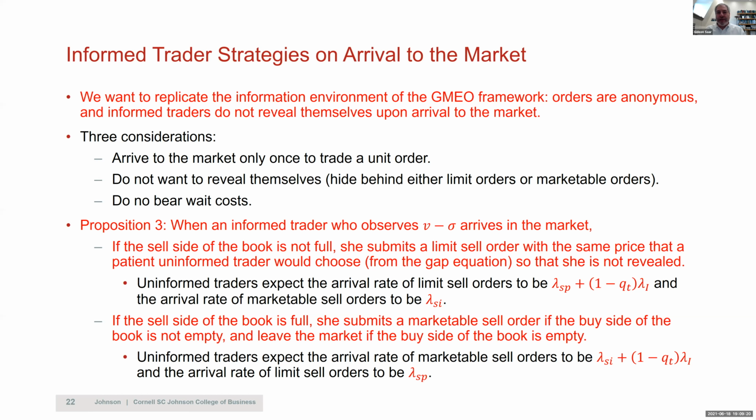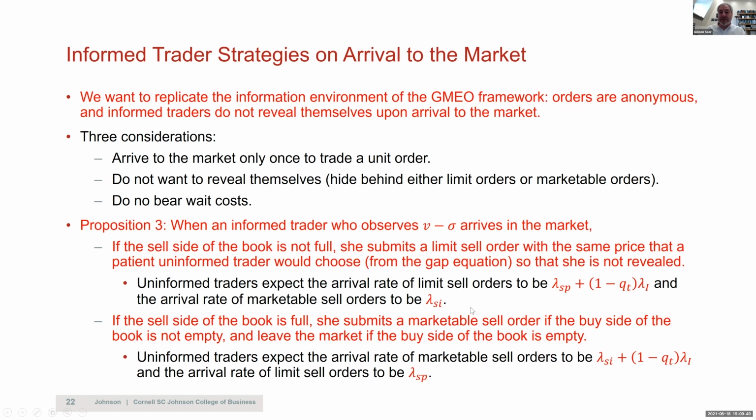And knowing that that's the strategy of the informed trader, the uninformed traders, if they see that the sell side of the book is not full, now expect the arrival rate of limit sell orders to be lambda_SB, right? The arrival rate of the patient uninformed, plus (1 minus Q_T) lambda_I. So they expect the informed traders to arrive, but only if they saw a low signal, which is 1 minus Q_T.